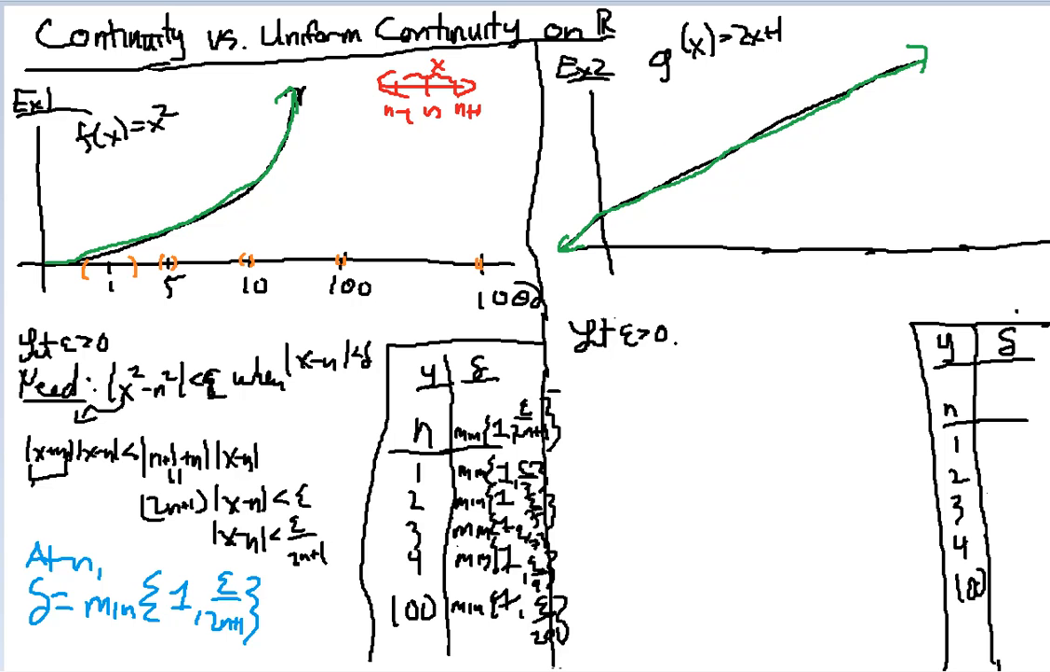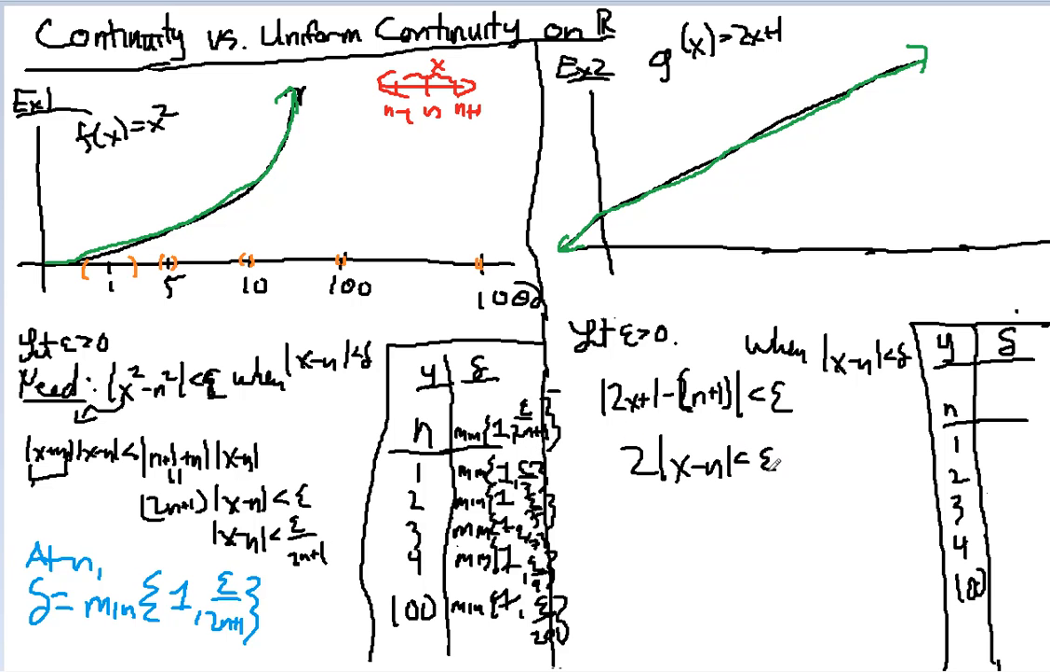Let's contrast that with what's going on here. I need |2x plus 1 minus (2n plus 1)| to be less than epsilon whenever |x minus n| is less than delta. Well, what happens here? This just boils down to 2 times |x minus n| less than epsilon. Oh, |x minus n| has to be less than epsilon over 2, which tells me epsilon over 2 is going to work for all of these. So it doesn't depend on where you are.